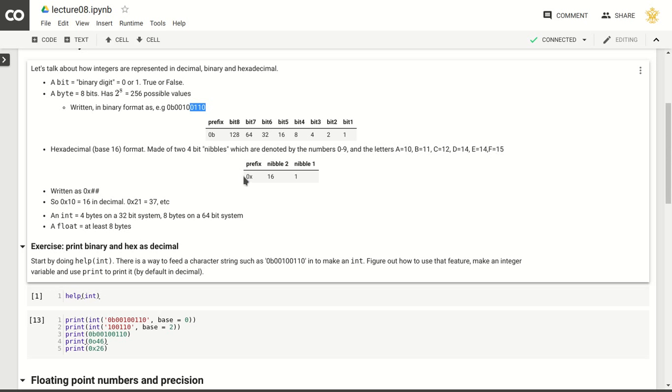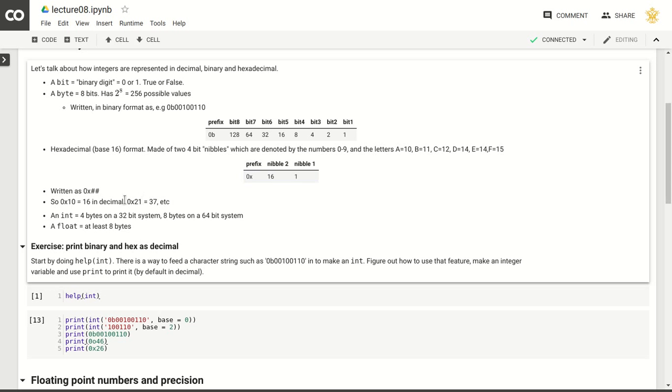In this case, we use the prefix 0x to signify a hexadecimal number. The first hexadecimal digit will be the value of the most significant nibble, and the next digit will be the value of the least significant nibble. So we'll have 0x and then two hexadecimal digits, which can be between 0 and 9 or A, B, C, D, E, or F. For example, 0x10 is going to be 16, because we have 0 as the least significant hexadecimal digit, and 1 for the most significant hexadecimal digit, which has the value 16.